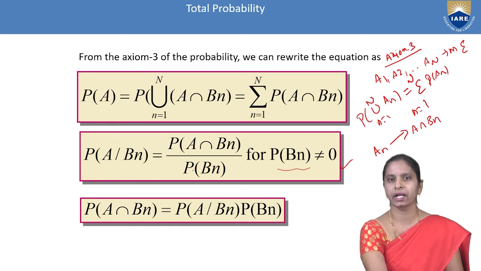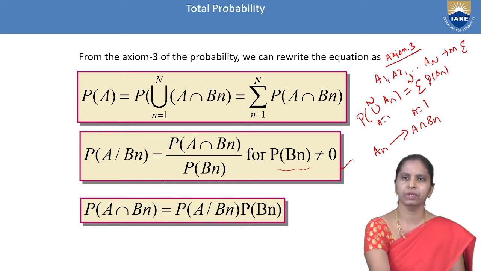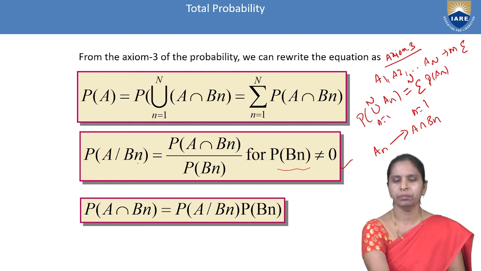But the probability maximum value is unity. That's why you have to assume the condition P of Bn is not equal to 0. Then only you can write down the conditional probability. Therefore, what is the conditional probability of the event A given the condition event Bn? It is equal to P of A intersection Bn by P of Bn.